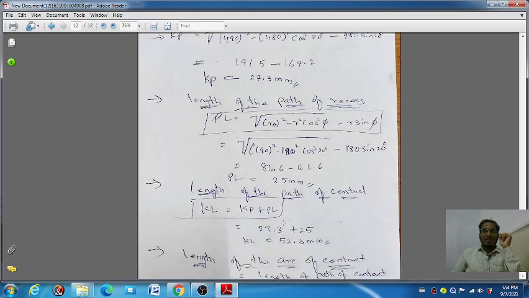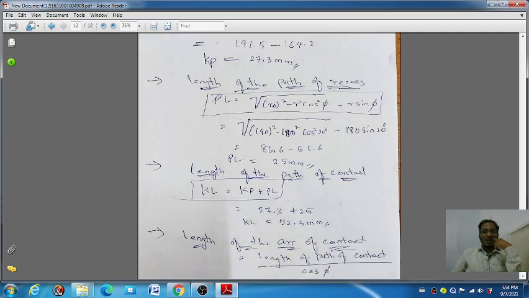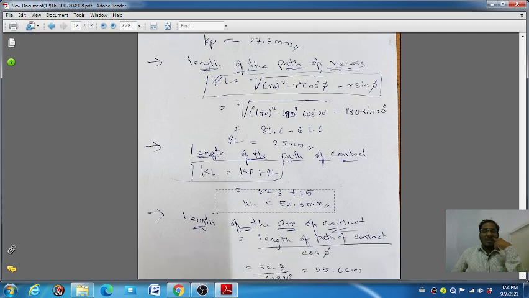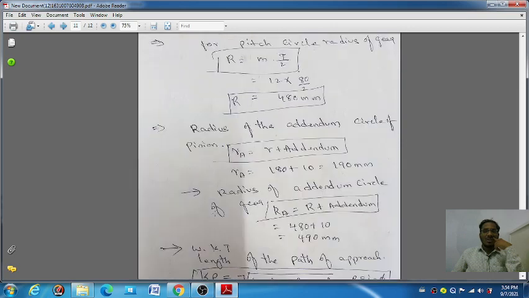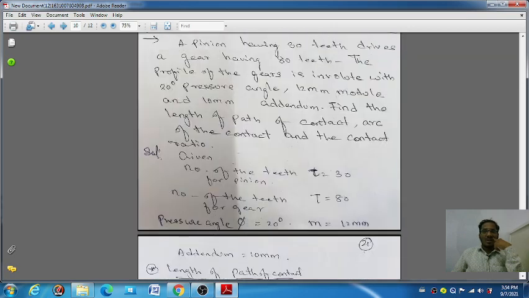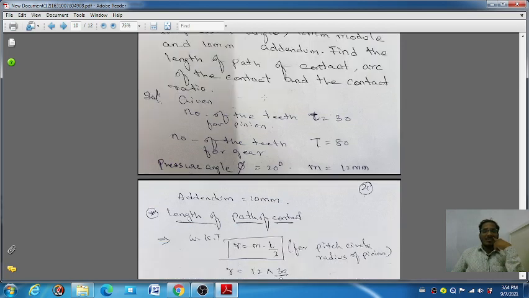The length of the path of contact formula is KL is equal to KP plus PL. So we have just calculated KP and PL. Then substitute the KP and PL values here and you will get the length of the path of contact. The second thing the question is asking you is the length of the arc of contact. Then the third thing is the contact ratio.